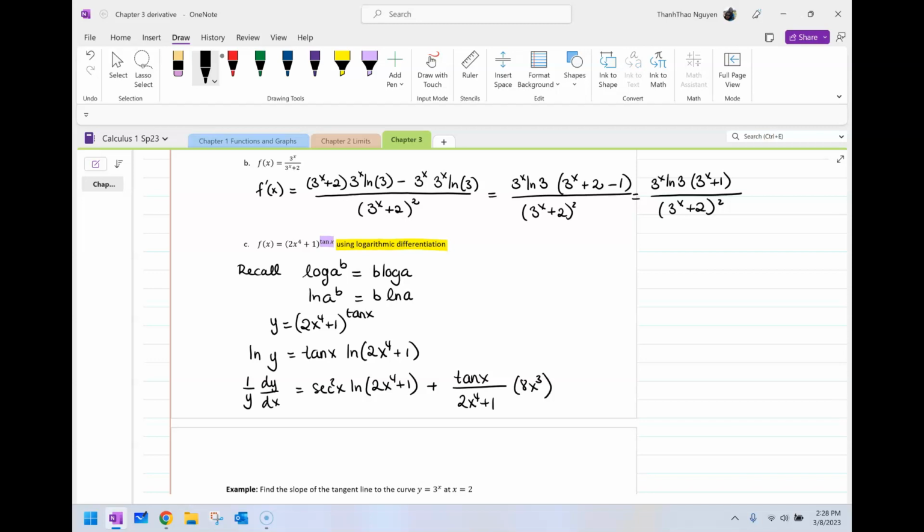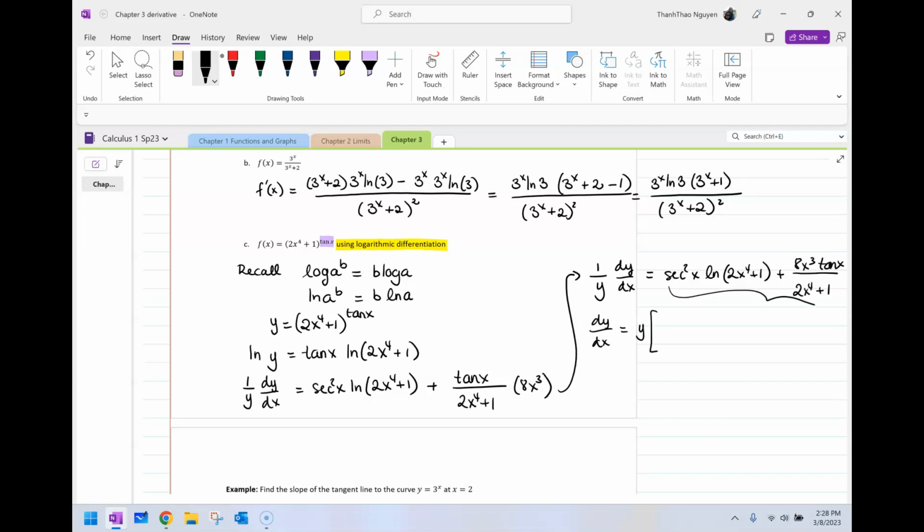And let's go ahead and clean this up a little bit. So then we have 1 over y dy dx is equal to secant squared of x times ln of 2x to the 4 plus 1 plus 8x to the third tangent of x divided by 2x to the 4 plus 1, and then we multiply both sides by y. So dy dx is equal to y multiplied by this whole thing.